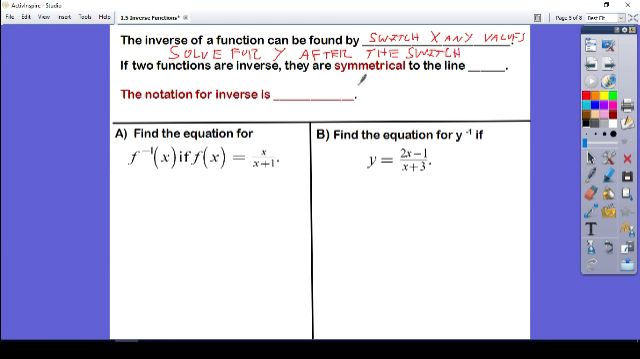If two functions are inverses, then they're symmetrical about the line y equals x, which is just the standard linear identity function. The notation for the inverse is f to the negative 1 of x. That's not f raised to the negative 1 power. That means inverse.